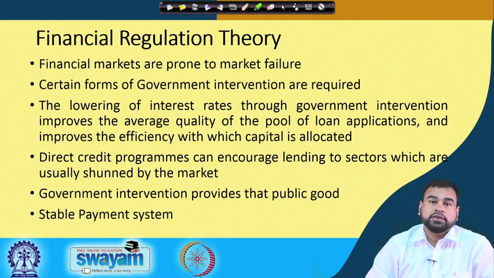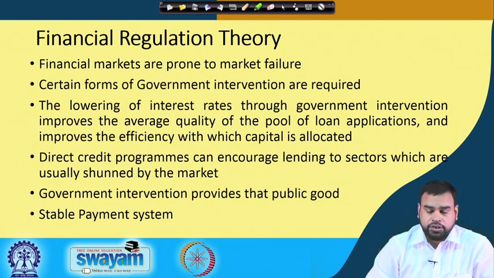So, because of that, some kind of regulation in the financial sector is required for the welfare of society at large, which ultimately can also affect the growth process in the economy. Therefore, direct credit programs can encourage lending to the sectors which are usually shunned by the market. Then government intervention provides that everything is a public good.